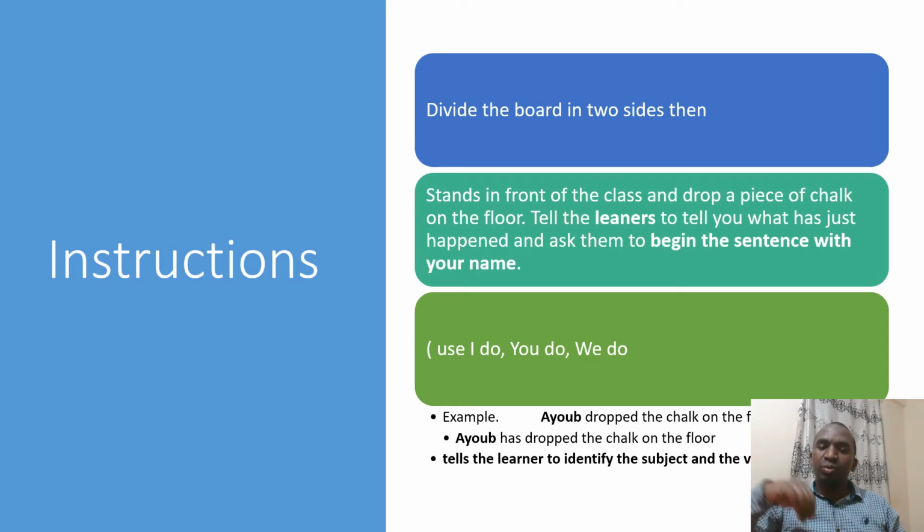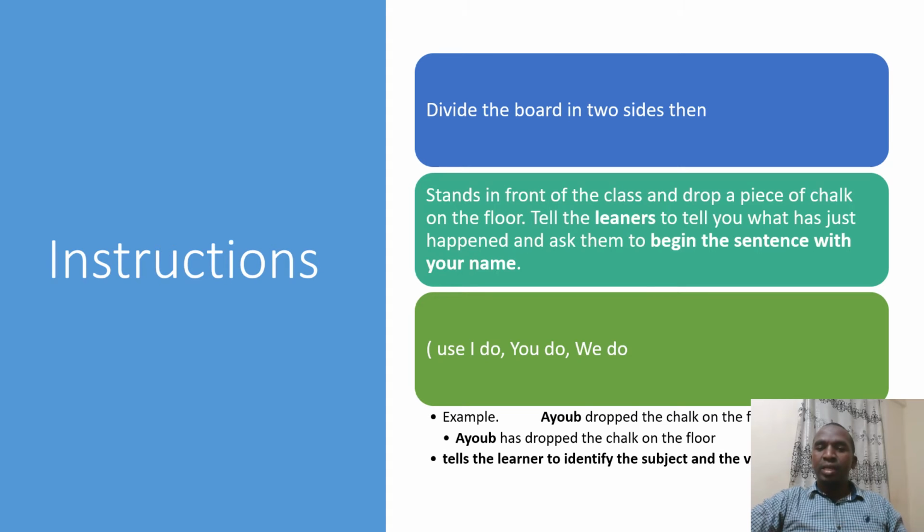And now as they are looking at you, drop it. And then tell the students to write a sentence, but this time they need to start with your name. My name is Ayub, so they'll start with Ayub. Now students will come up with a sentence like Ayub dropped the chalk on the floor, or Ayub has dropped the chalk on the floor.